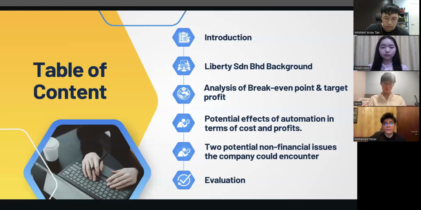So the table of contents consists of the introduction, the Liberty Syndrome background, analysis of break-even point and target profit, the potential effects of automation in terms of cost and profits, and the two potential non-financial issues the company could encounter, and finally, the evaluation.